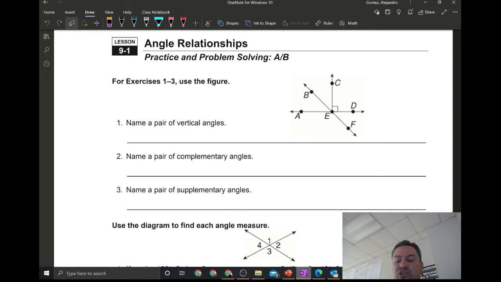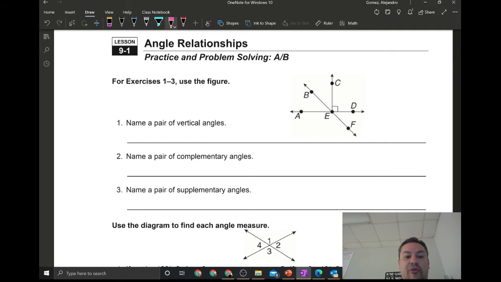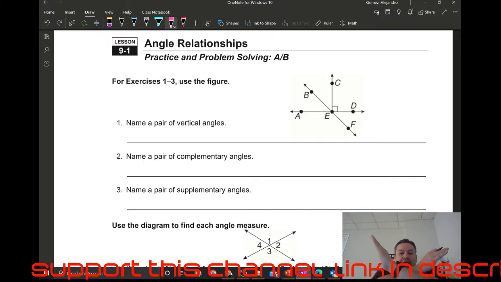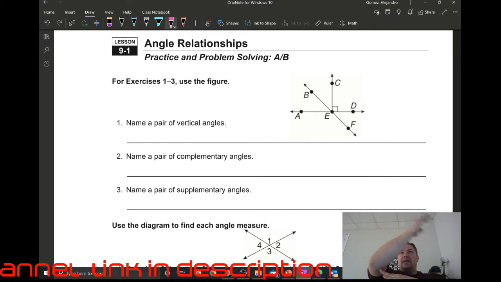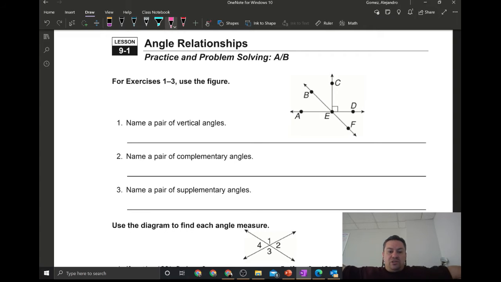So numbers 1, 2, and 3. All you have to do is look at the figure right here and use this figure to name vertical angles, complementary angles, and supplementary angles. If we remember correctly, vertical angles are intersecting angles like this. Complementary angles are two angles that add up to 90, so an angle like this and an angle like this. And supplementary angles are two angles that add up to 180.